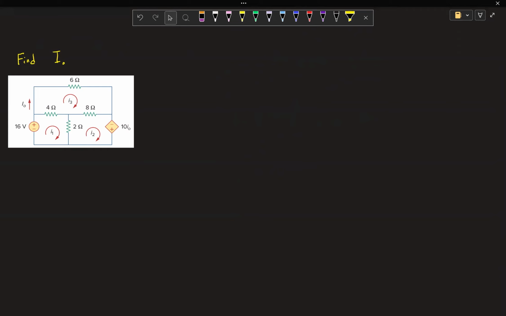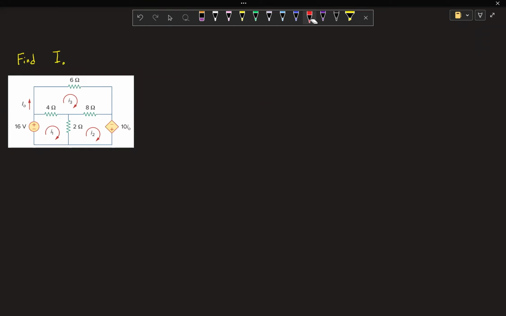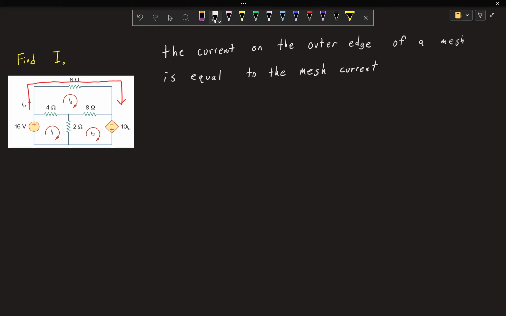This time we are looking for the current I naught, which is going to be this current right here. Now, the only thing you have to know that's different from the previous problem is we're not looking for a mesh current. We are looking for the current that travels all throughout this wire. And the only thing you need to know is that the current on the outer edge of a mesh is equal to the mesh current itself. So all that means here in this case is that this I naught is on the outer edge of this mesh with I3. Therefore, we can say I naught equals I3.